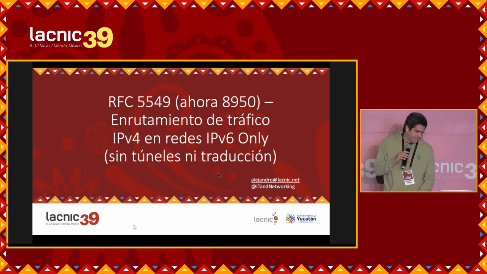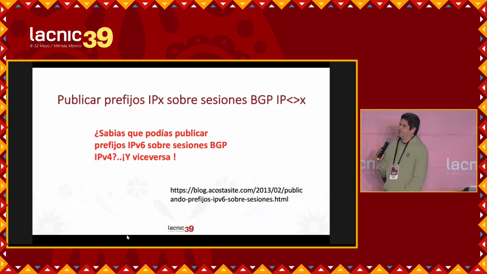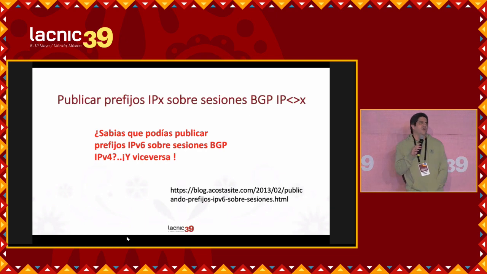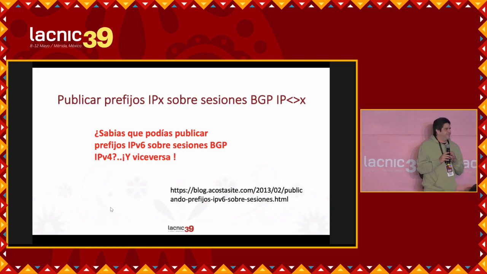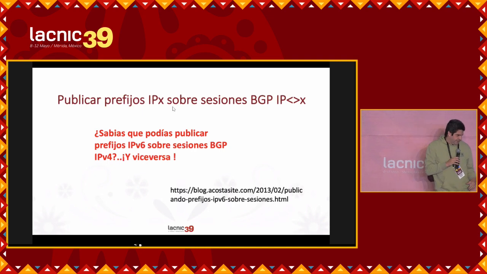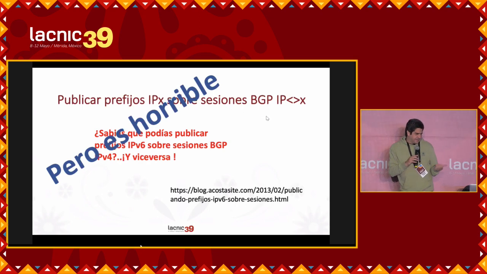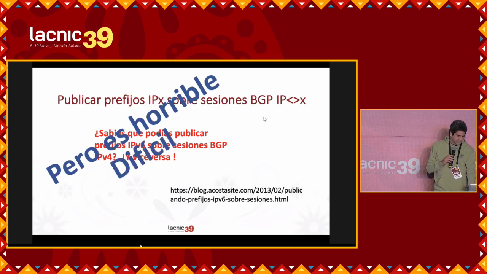So we are going to talk a bit about IPv4 traffic routing and IPv6-only networks. For many years, you can publish IPv6 prefixes in a BGP session established in IPv4. So I can enter a BGP session that is already established in IPv4 with IPv6 prefixes, and I can also announce an IPv4 prefix on top. This is absolutely valid. BGP supports it, most people support it, but in the end, it's quite horrible. So please don't do it that way.